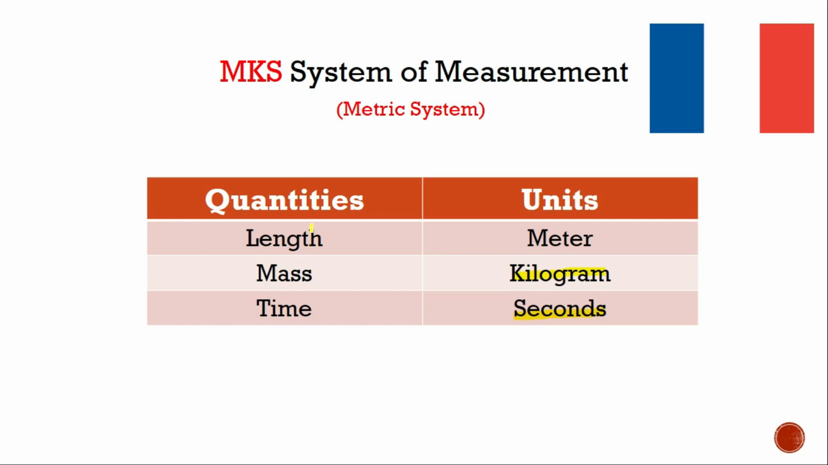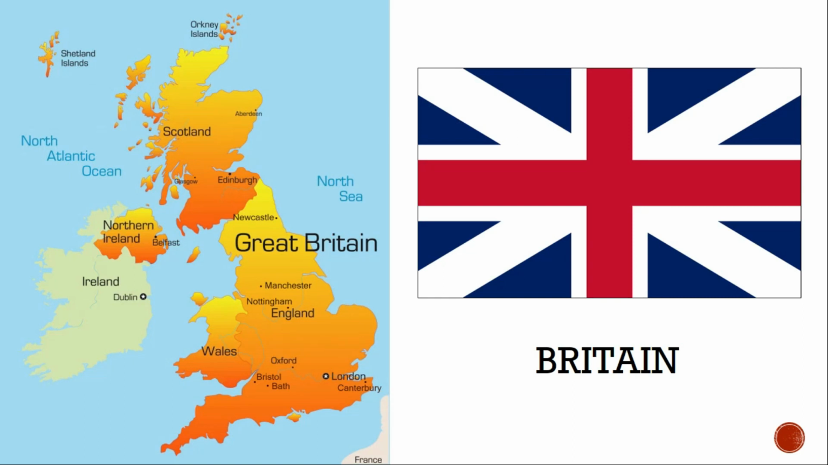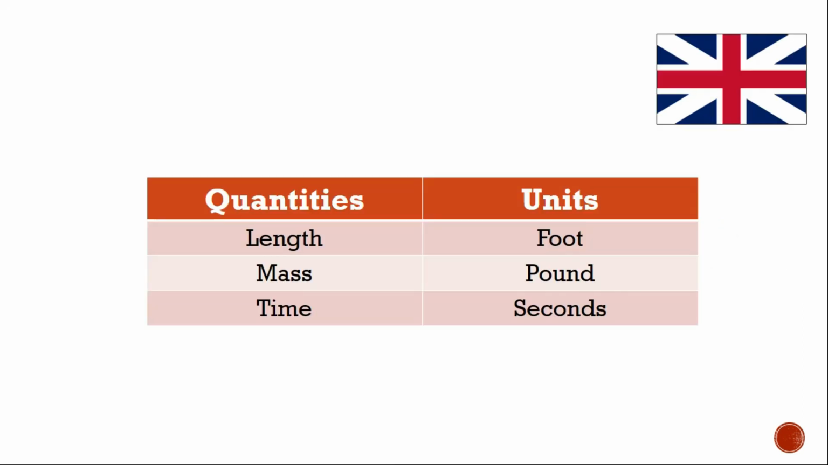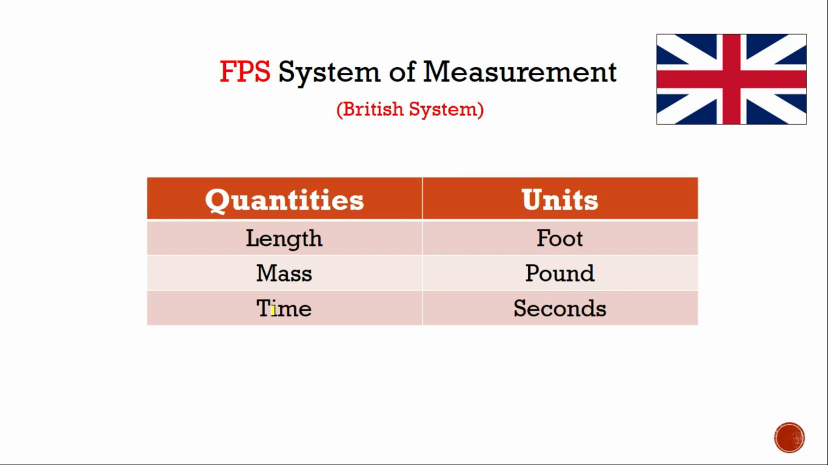So while in France, all of these systems of measurement were flourishing, in Britain, the people there were using a completely different set of units for measurement. Foot was being used for measuring length, pound for mass, and second for time, which is basically the British or FPS system of units. In our country as well, we can find some traces of this system.